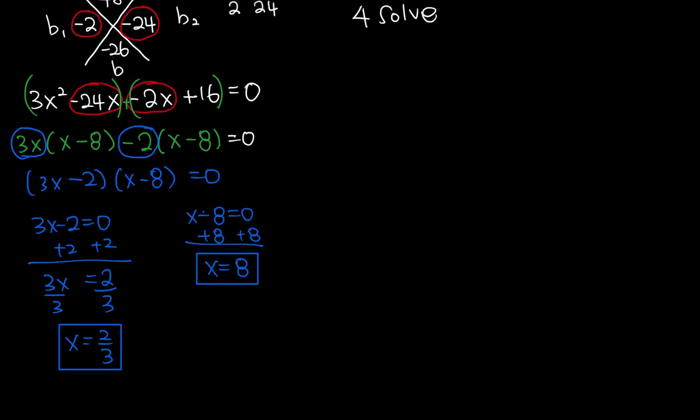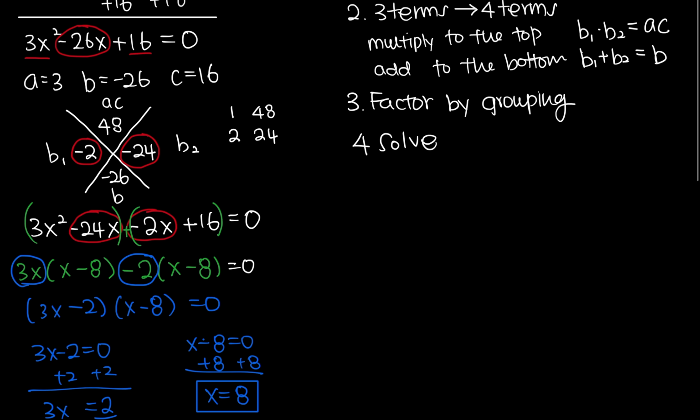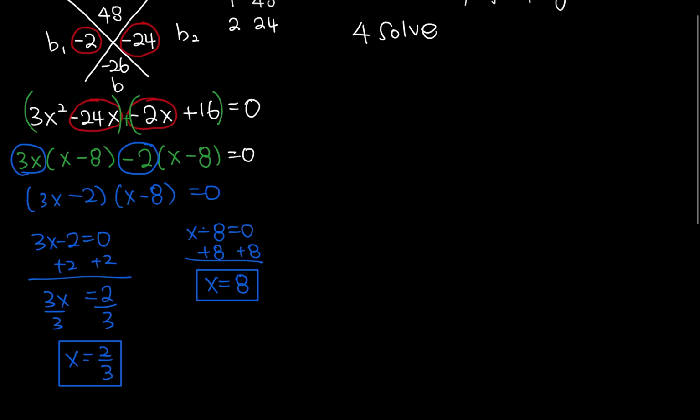That's it. To check your answers, we can plug these numbers back into the original problem, which was 3x squared minus 26x plus 16. You can plug it back in there and you're going to get a 0. That's it.